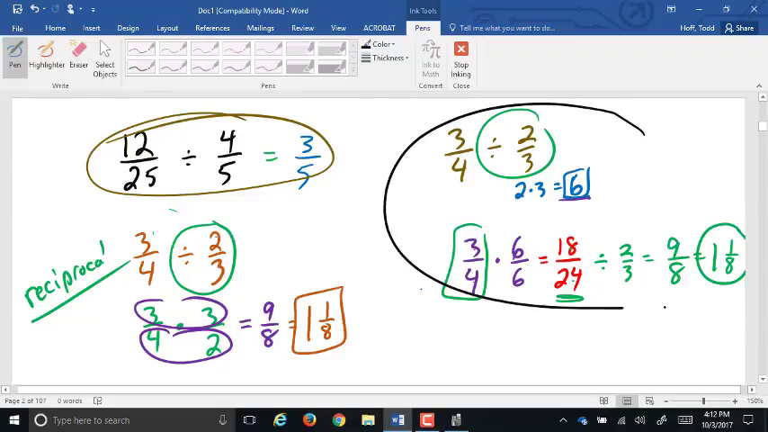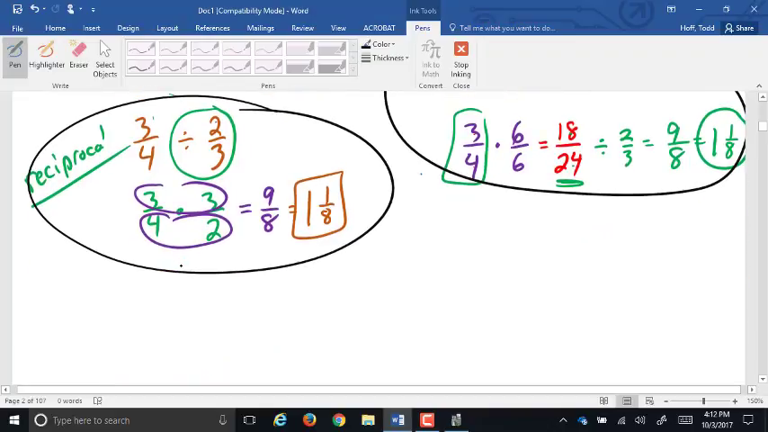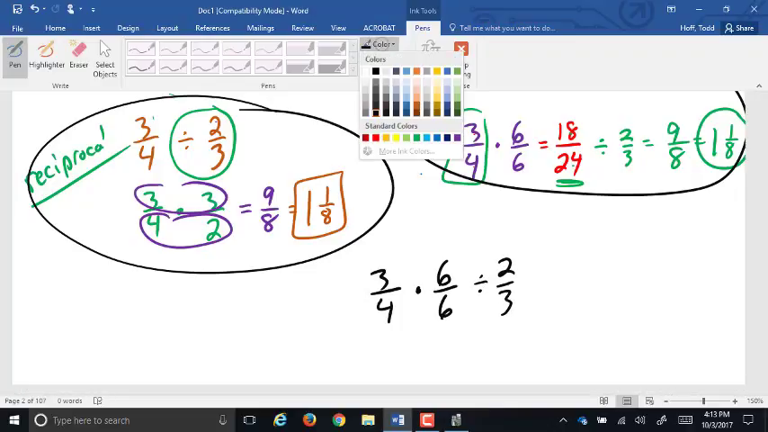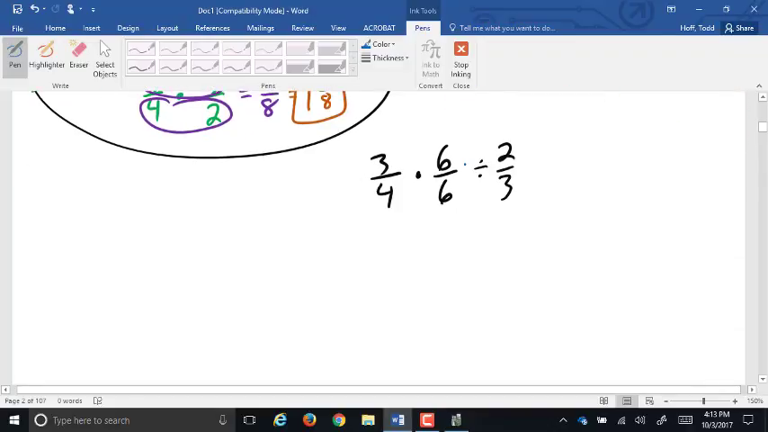Well, how did we get from this mess to multiplying by a reciprocal? Well, it's not as big of a jump as you might imagine. At one point, somebody looked at this problem and said, we have 3/4 times 6 over 6, and then divided by 2/3. If we play with our order of operations a little bit, fudge the order of operations a little bit, and divide this first, what is 6 divided by 2?